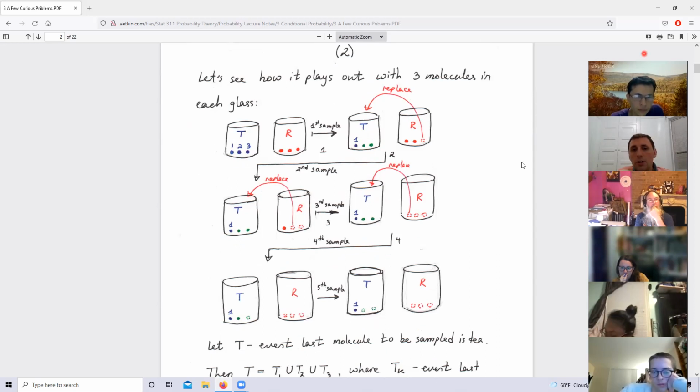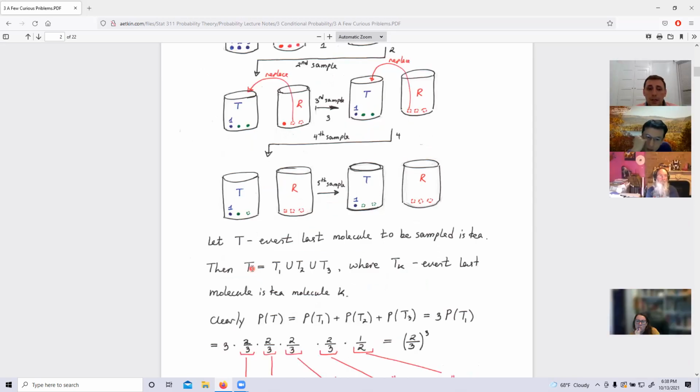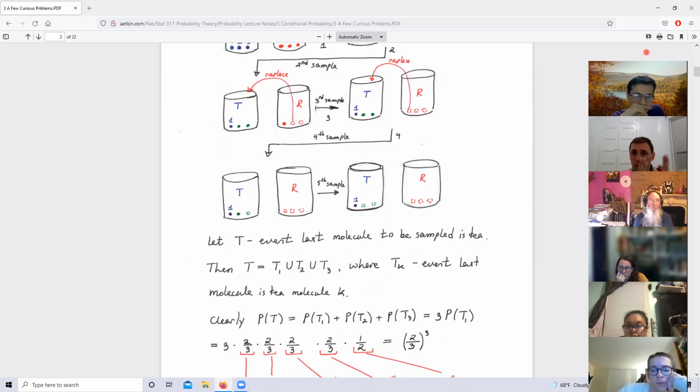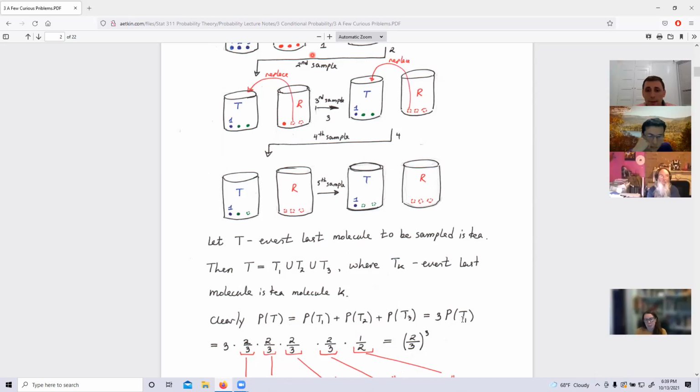So far, so good? So the question is, what's the probability that the last molecule removed is either molecule 1 or molecule 2 or molecule 3, if you have only 3 molecules in each beaker? So you can see it over here. We're going to do it a bit faster here. The probability that the last molecule is initially from the beaker T is the probability that the last molecule is 1 or 2 or 3, and by symmetry, it's just 3 times the probability of T1. Do you agree? If the last one is T, then it's either T1 or T2 or T3. So we just need to calculate 3 times the probability of T1.